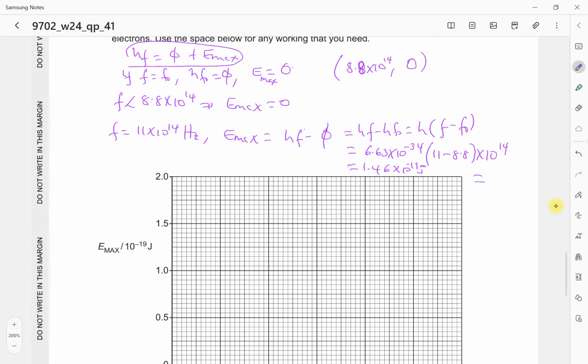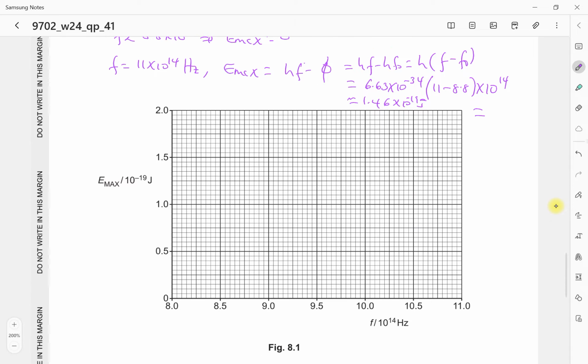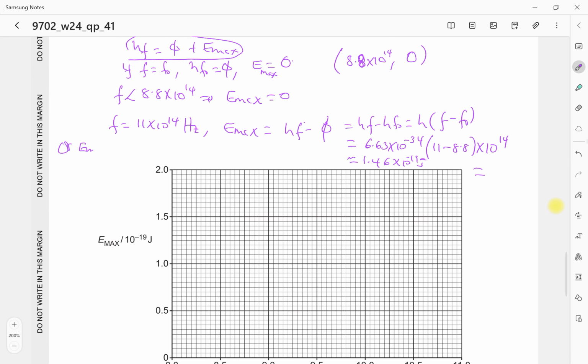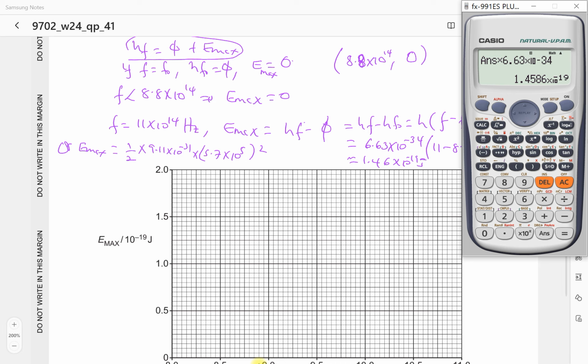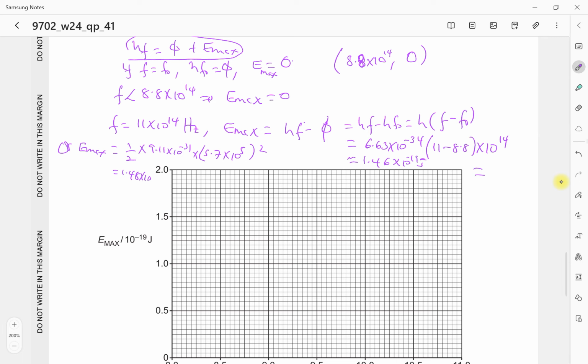You could get 1.45 in case you used the maximum speed that we calculated. You might have got 1.45 if you used Emax equals a half times 9.11 times 10 to the power of minus 31 times maybe 5.7 times 10 to the power of 5, but this is squared. You might have got a slightly different answer. Let's check. 0.5 times 9.11 exponent minus 31, then times 5.7 exponent 5, but this is squared. Actually, it is even higher, about 1.48 times 10 to the power of minus 19 joules. So whatever value you use.